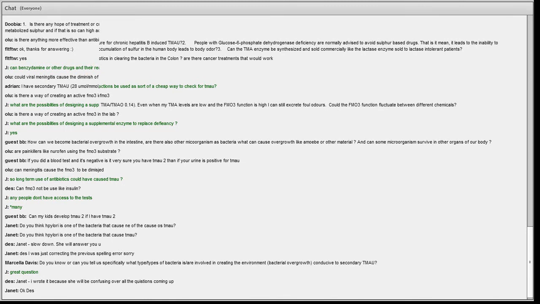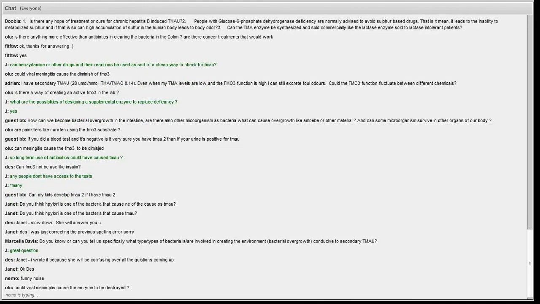Okay, I think that answers Jay's question too about what are the possibilities of designing a supplemental enzyme. So we'll go next to guest BB, who said, how can we become bacterial overgrowth in the intestine? Are there also other microorganisms as bacteria that cause overgrowth, like amoeba or other materials? And can some microorganisms survive in other organs of our body? Sorry, that question is a bit complicatedly written, but does that make any sense to you?